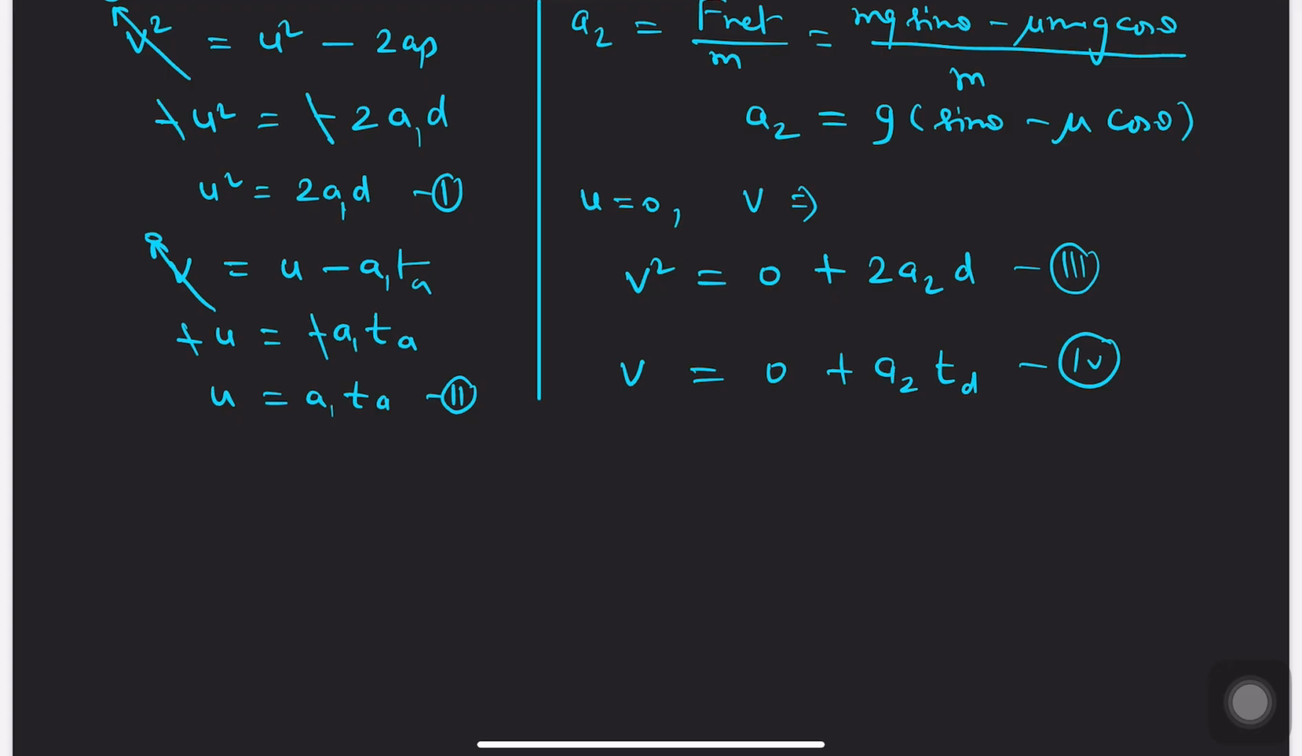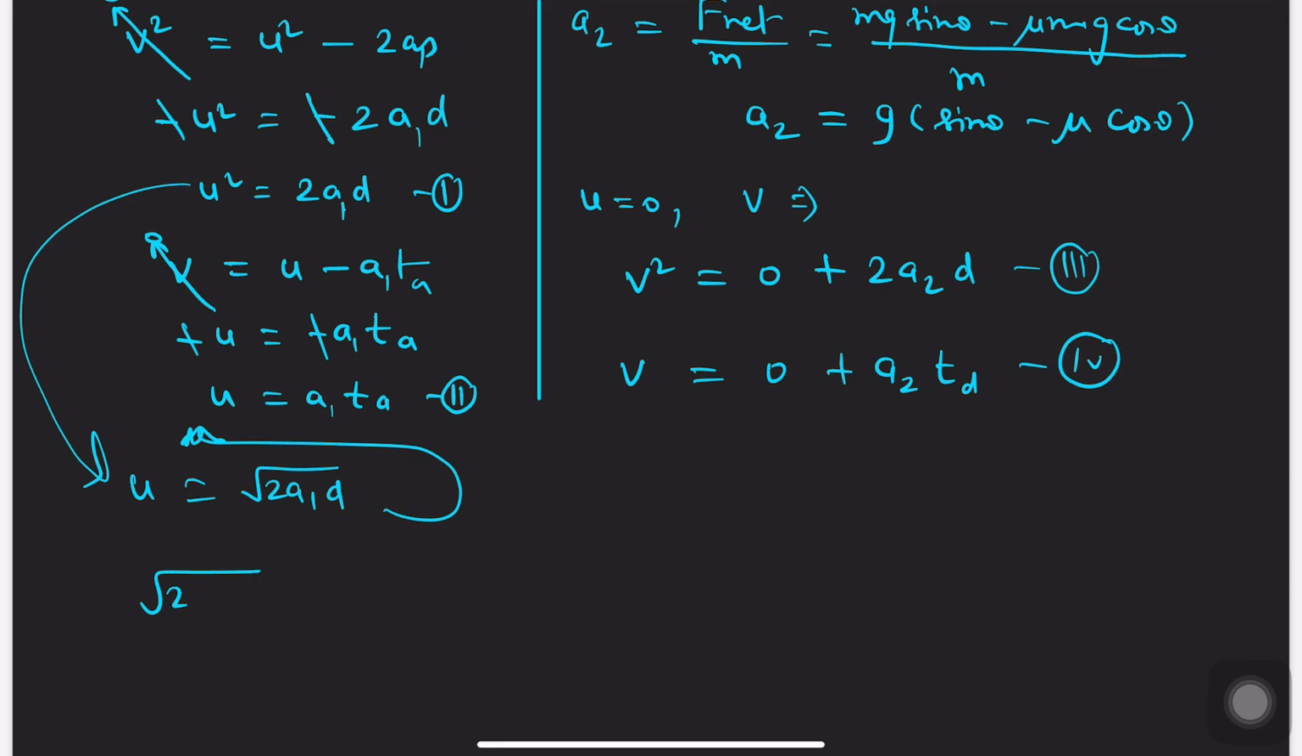So u is under root 2a1d. From here we have got this, and this I am going to put in this equation. If I put this, 2a1d divided by a1 is equal to ta. This is the fifth equation.